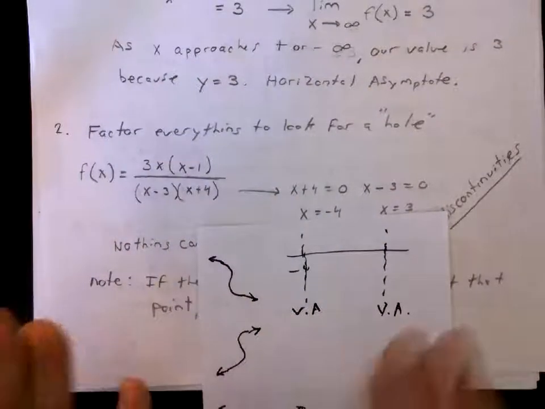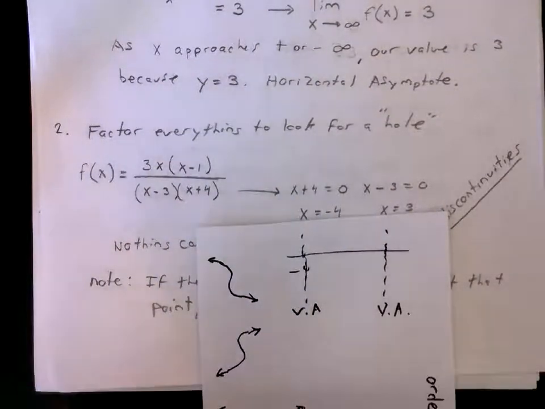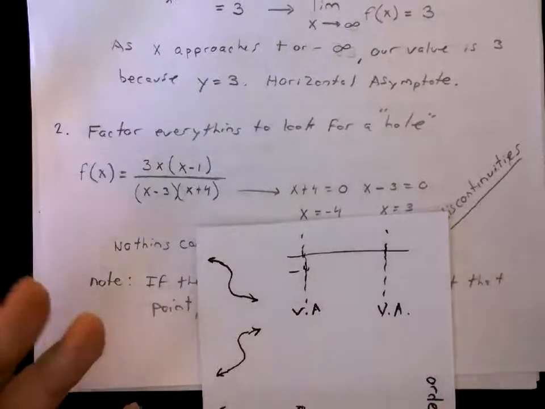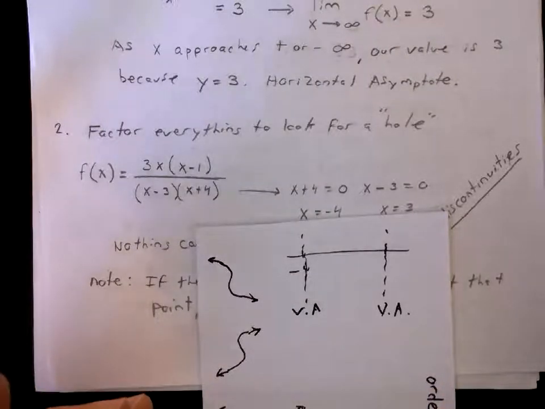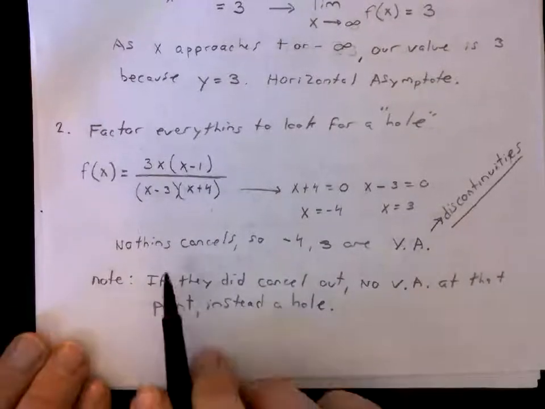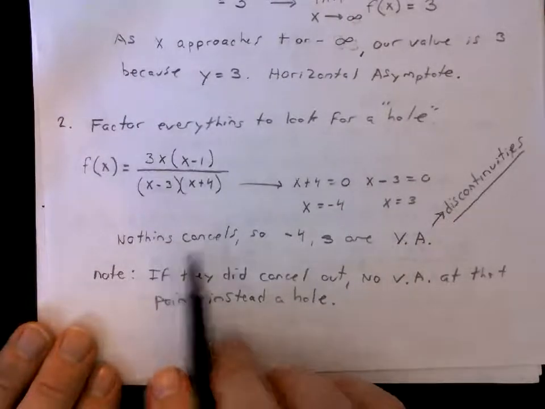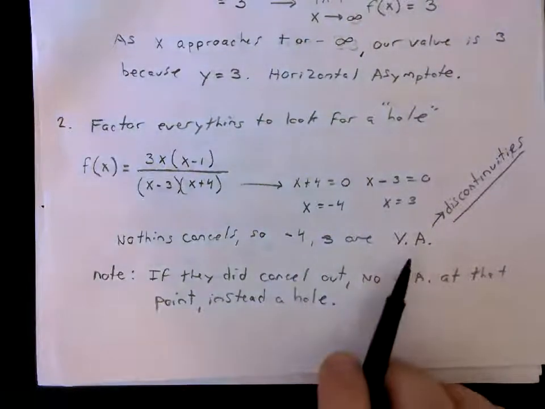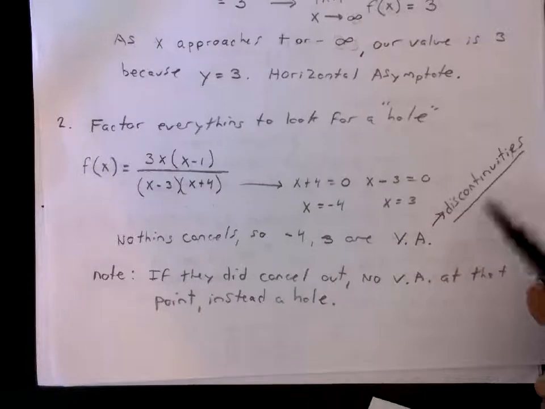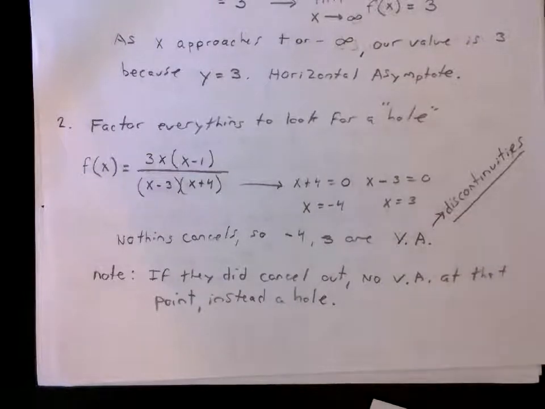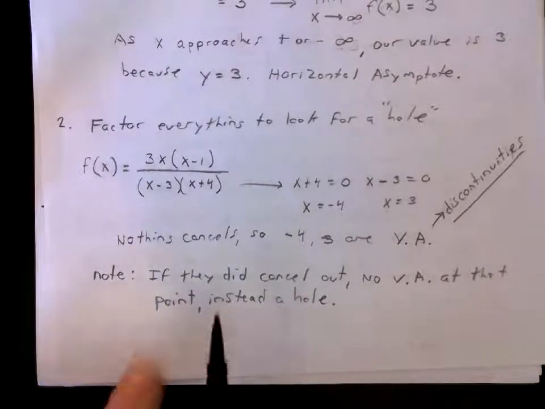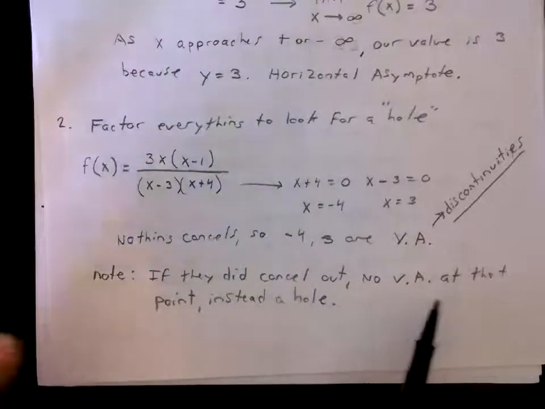They're big barriers. So that's what this polynomial has right now. Okay, so nothing cancels out, but -4 and 3 are what we call your vertical asymptotes. These are kind of like your discontinuities, so there are breaks in the graph. So if they do not cancel out, there's a vertical asymptote.